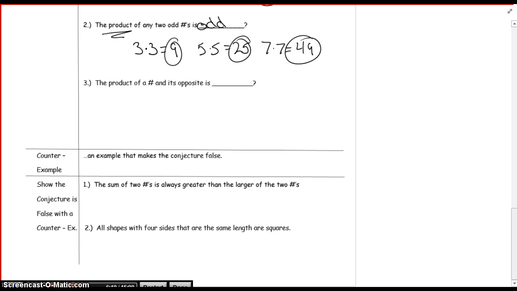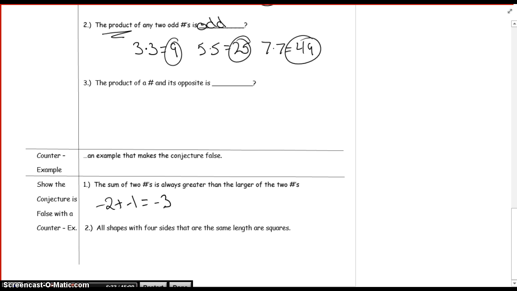To show you some examples of that, I have: the sum of any two numbers is always greater than the larger of the two numbers. Here's what we mean. What if I take the number -2 and add it with -1? What are you going to get? You're going to get -3. That definitely proves that it's not true.